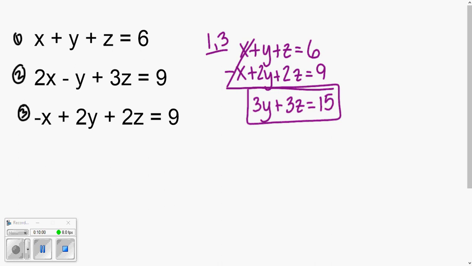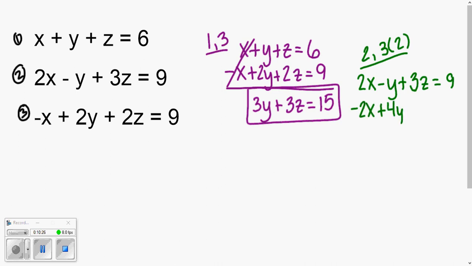Because my choice was to eliminate x in equations 1 and 3, I must eliminate x in equations 2 and something. So equation 2, I see, has a positive 2x. It would be easiest to use equation 3 if I multiply it by 2. So equation 2 will stay as is. 2x minus y plus 3z equals 9. But I'm going to multiply equation 3 by 2. Negative 2x plus 4y plus 4z equals 18. So my x's cancel. Negative y plus 4y is 3y. 3z plus 4z is 7z. And 9 and 18 is 27.